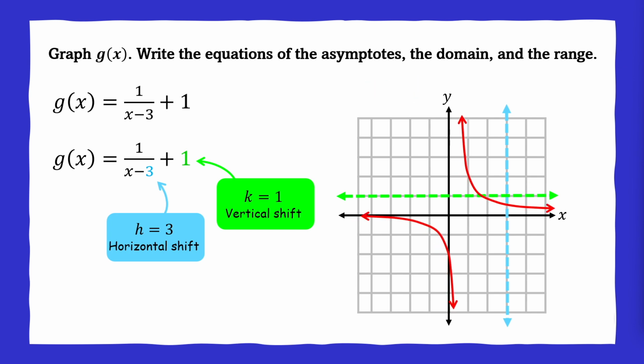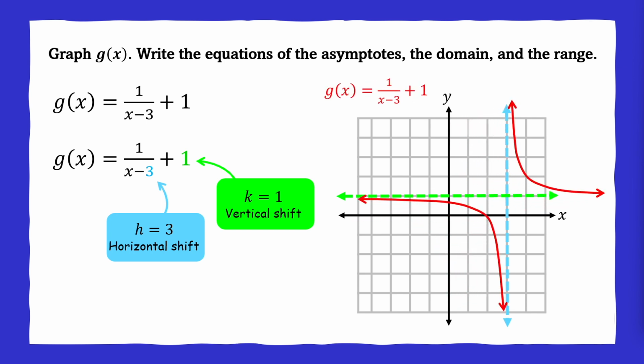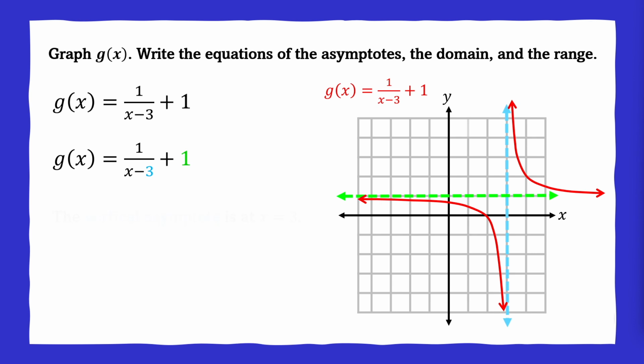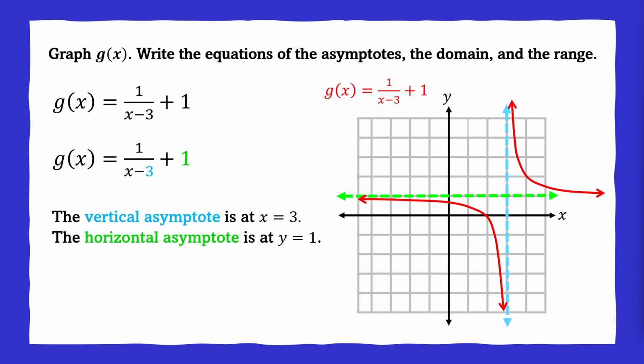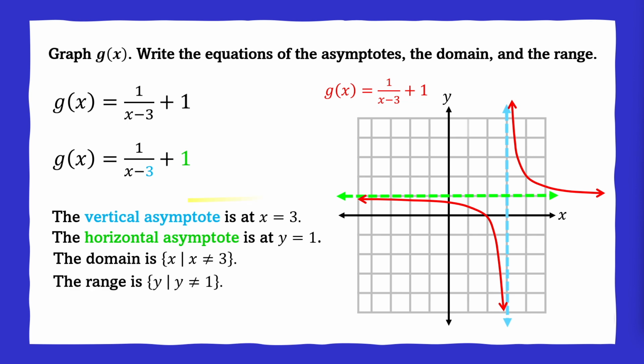Therefore, the graph of g is the graph of f translated 3 units right and 1 unit up, with the vertical asymptote at x equals 3 and the horizontal asymptote at y equals 1. The domain is the set of all x such that x is not equal to 3, and the range is the set of all y such that y is not equal to 1.